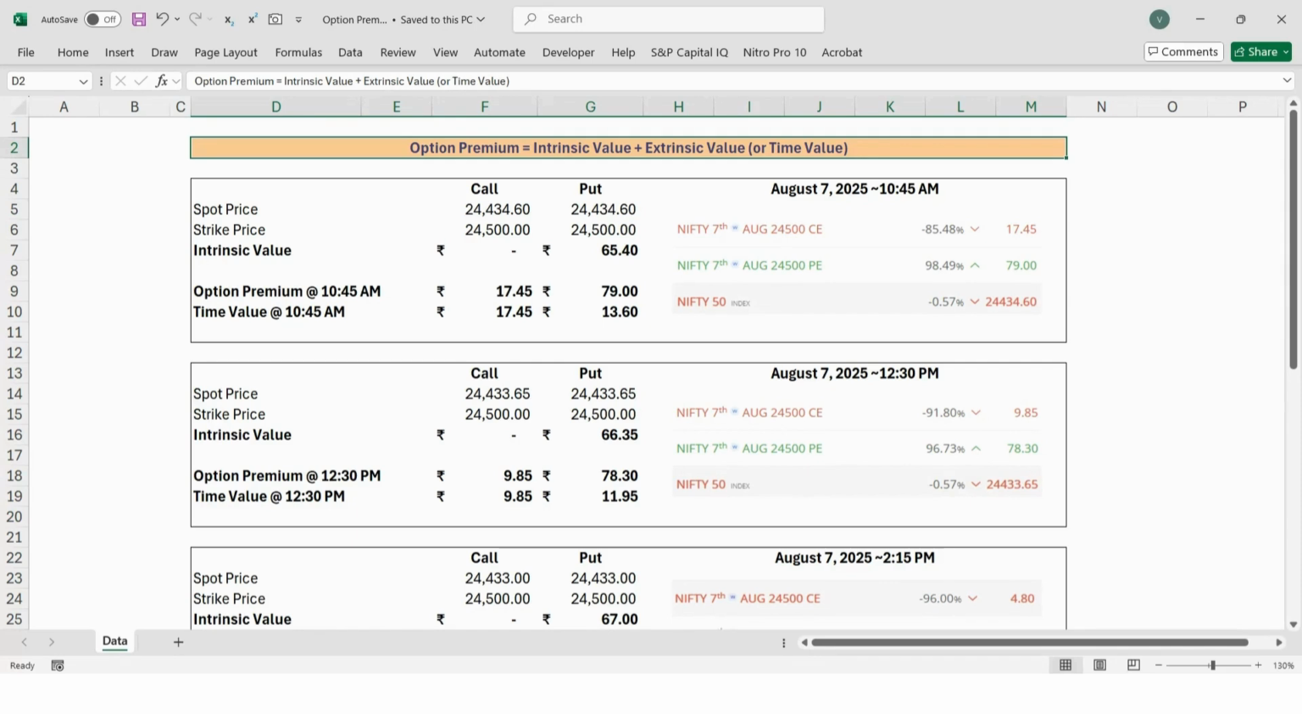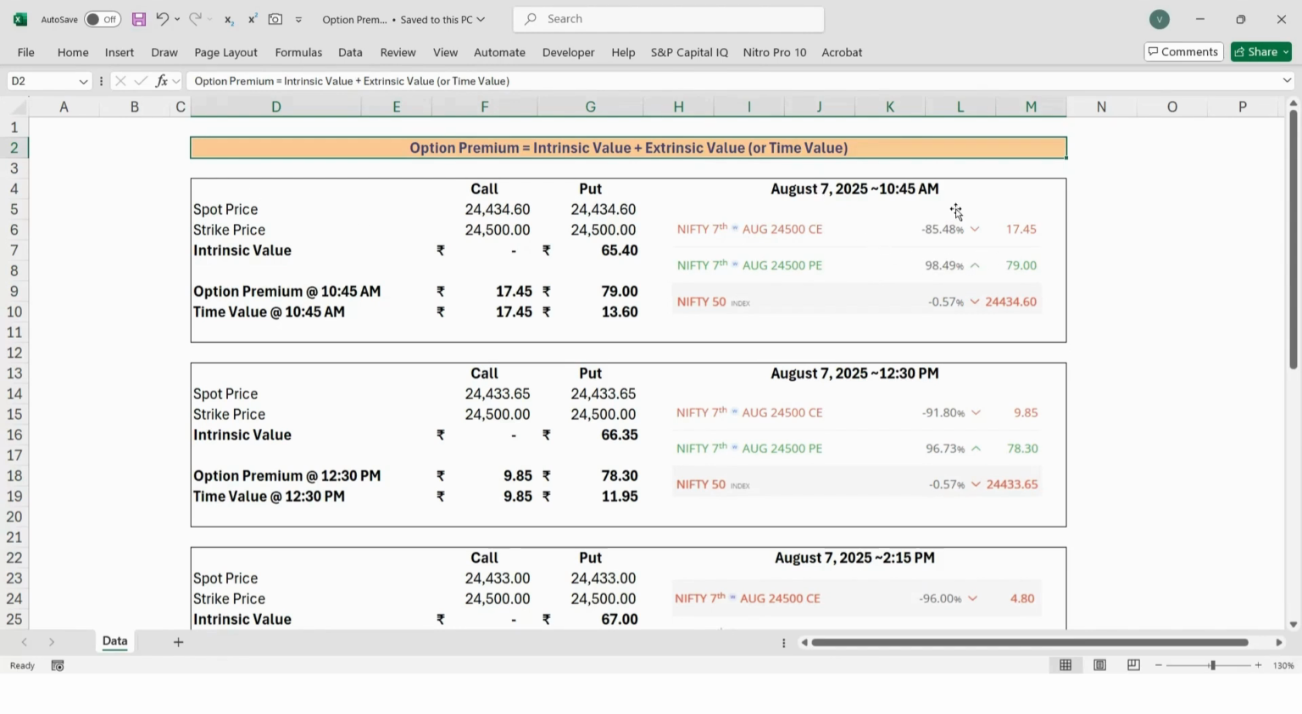I've collected some data to explain to you how time value moves over a period of time and how intrinsic value changes with the change of the underlying asset value. Now, we are talking about Nifty. The underlying, as part of our discussion, is Nifty 50. Let's start with the first set of data points to understand option premium, intrinsic value, and the time value.